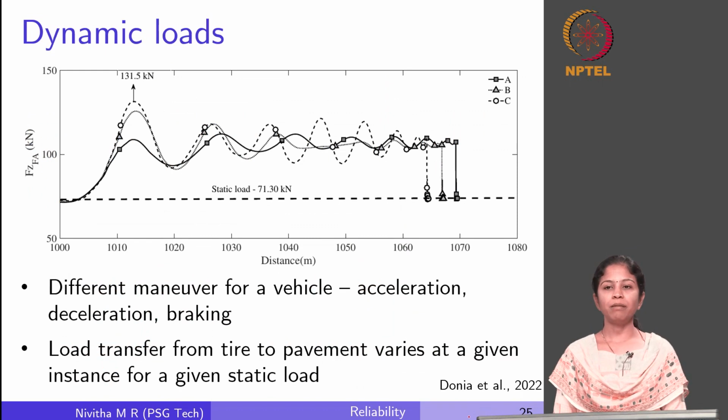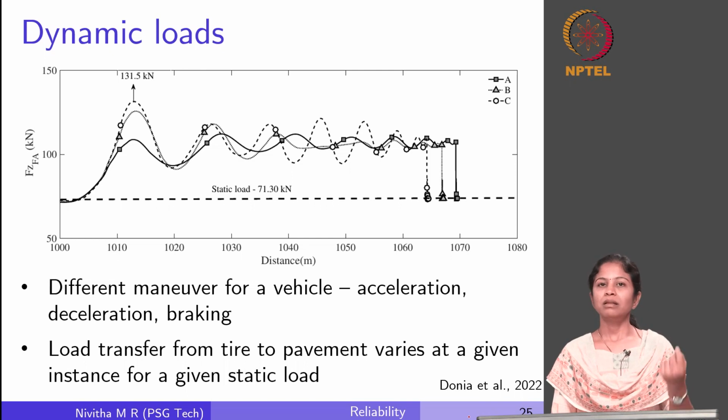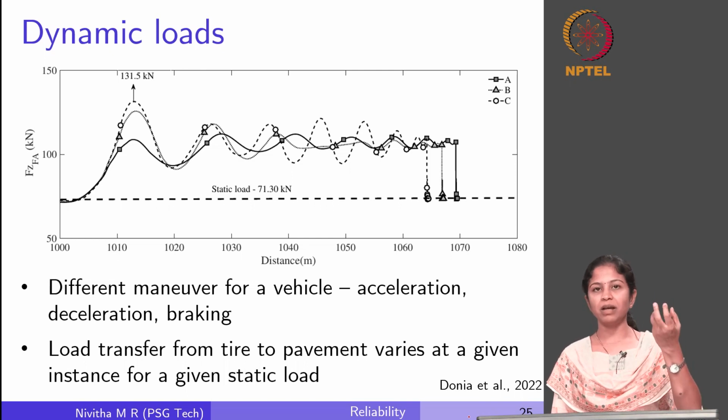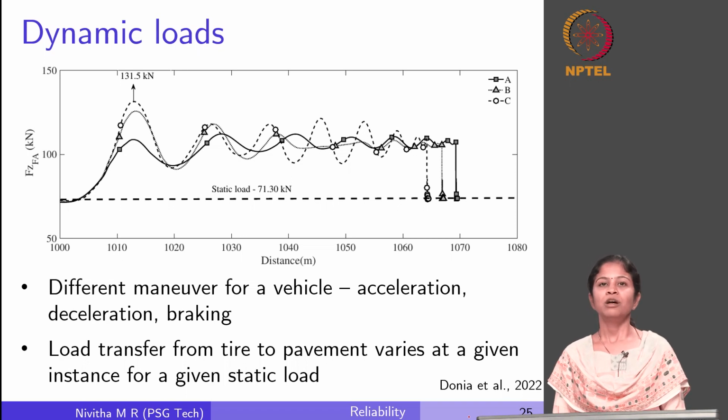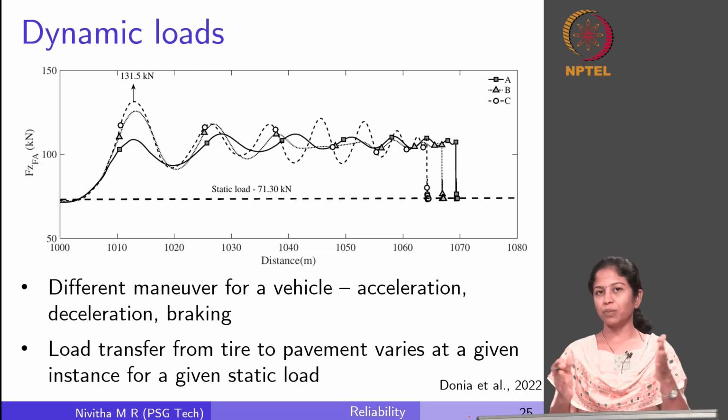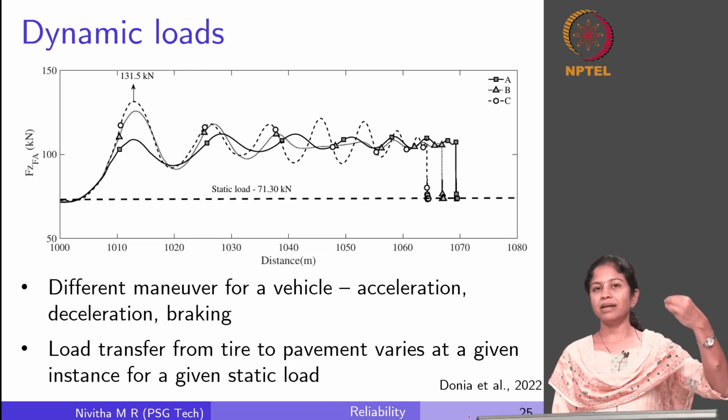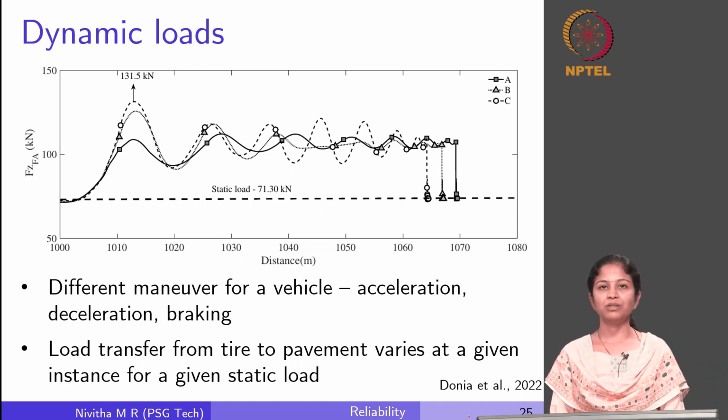The next is the dynamic load. So what is dynamic load? For pavement design, we usually use a static axle load. The static axle load is nothing but the load transfer from the vehicle to the pavement when the vehicle is in a standstill condition. So we use a weigh pad, or we even get the data from a weigh bridge where the vehicle is standing and the load transfer is measured. So the vehicle is there in a standstill condition.